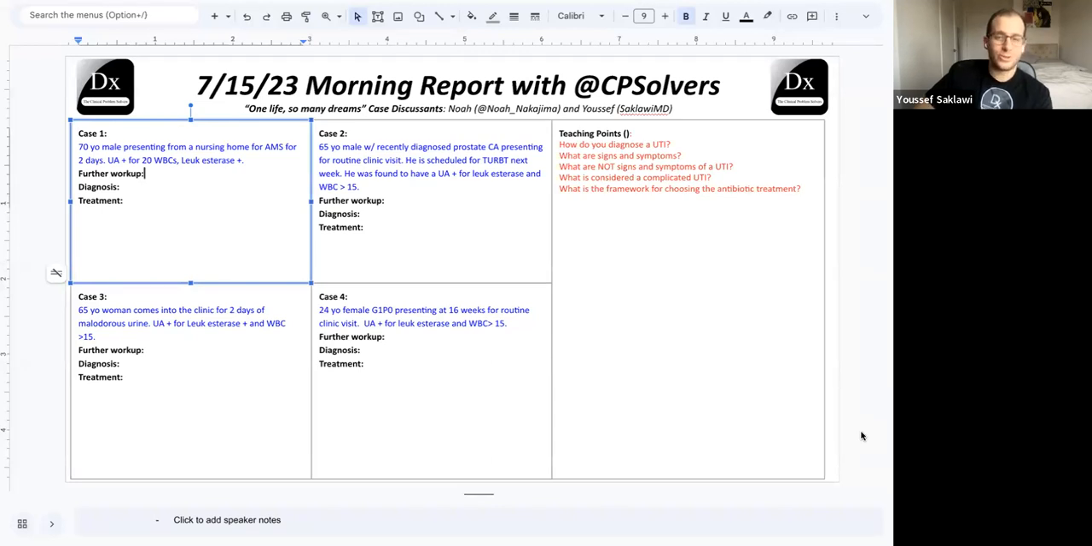The questions we want you to tackle in the breakout rooms are: how do you diagnose a UTI? What are the signs and symptoms of UTI? And so in this case, is this a UTI? What workup do you want? And what treatments do you want to deliver to this patient? In general, your thoughts. We would want you to all discuss all 4 of the cases, but we will ask you to just discuss one afterwards. So I'm going to create the breakout rooms now.